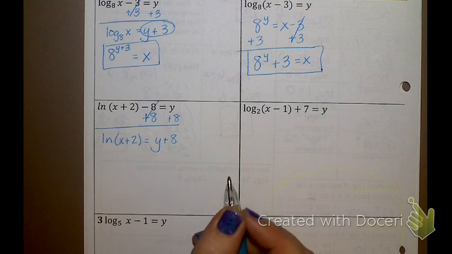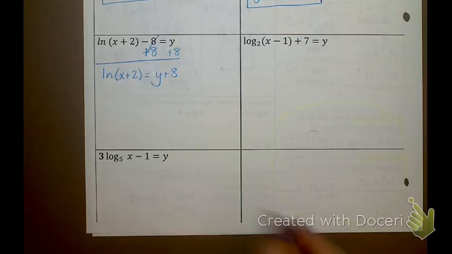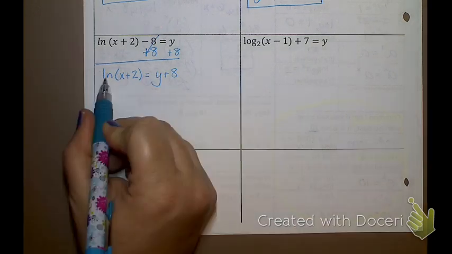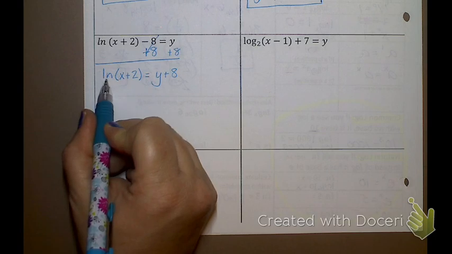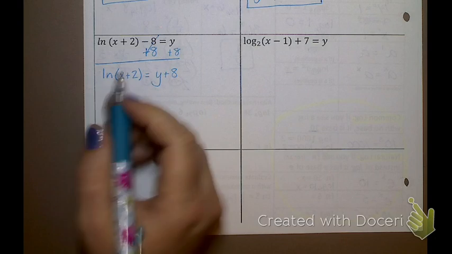What's the base? It's a little bit of a trick. It is e. If this was not ln, but it said log with no base, that's base 10. But as soon as it says ln, it's base e. So I have base e. What's my exponent? That whole thing has to be my exponent. Equals what?